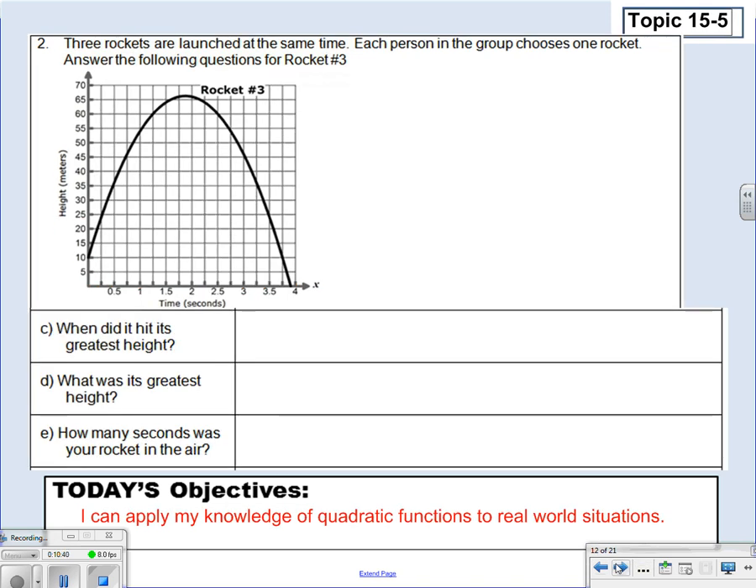C says, when did it hit its greatest height? So again, let's look at our parabola. I can see this has a maximum point right about here. It's going to hit its maximum height. This is asking when, so that's asking about a time. I'm going to come down to my x-axis, and we'll see that this is somewhere between 1.75 seconds and 2 seconds. So between 1.75 seconds and 2 seconds, it reaches its greatest height.